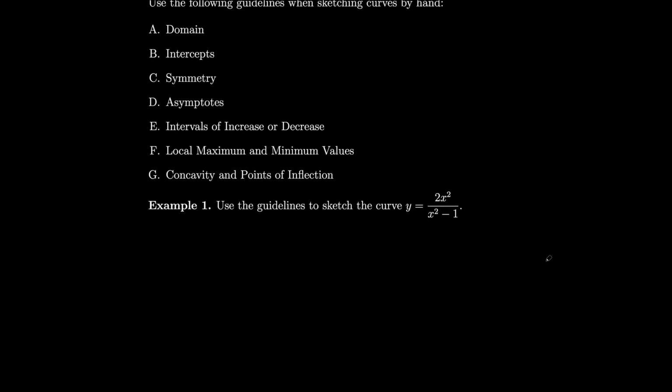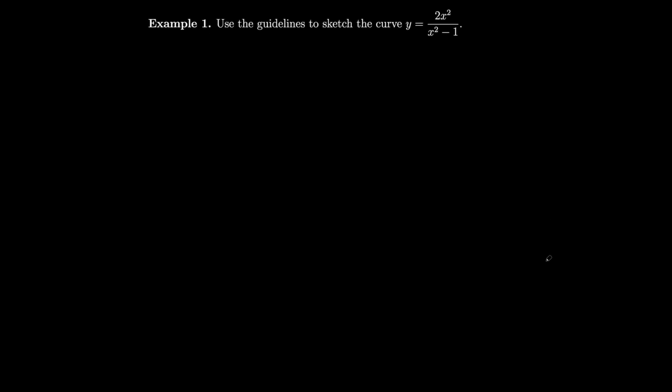So it looks like the first thing we should do is write out our domain. This thing's undefined when x squared minus 1 equals 0, so it's going to be all of the points where that's not true. So the domain is equal to all of the x values such that x squared minus 1 is not equal to 0, which is the same thing as the x values such that x is not equal to plus or minus 1.